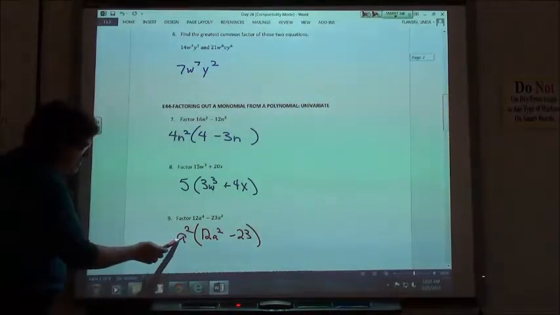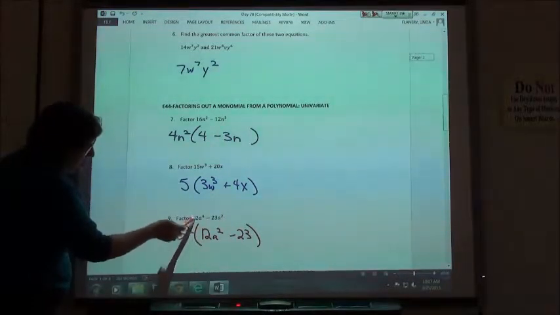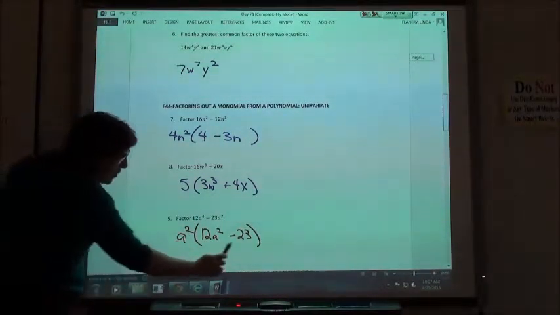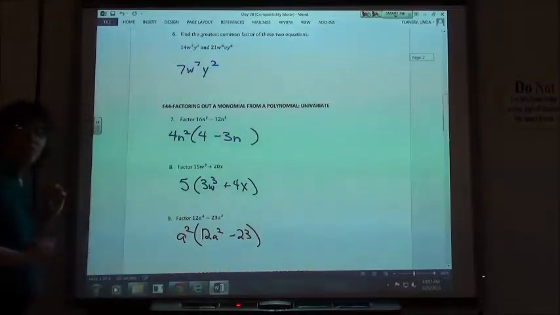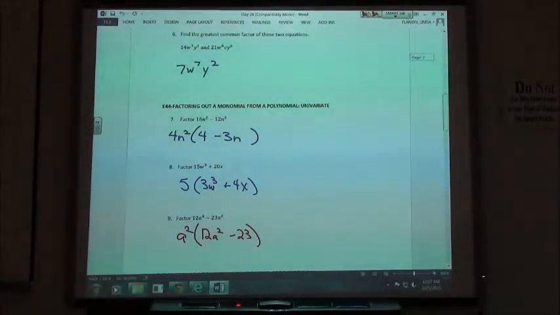So if I took a squared times 12a squared, I get 12a to the 4th. And a squared times negative 23, I get negative 23a squared, which I do.